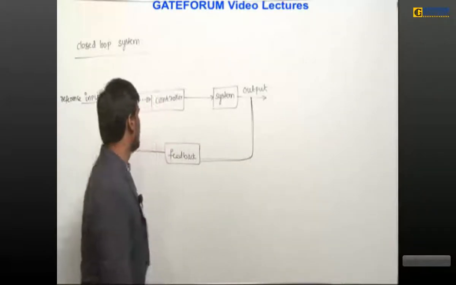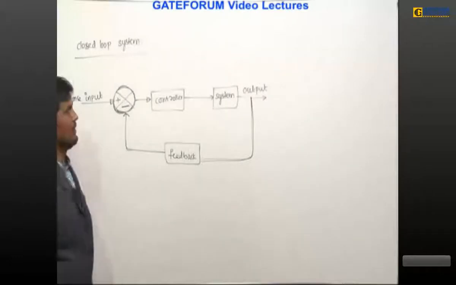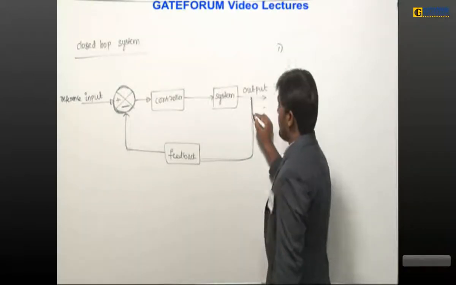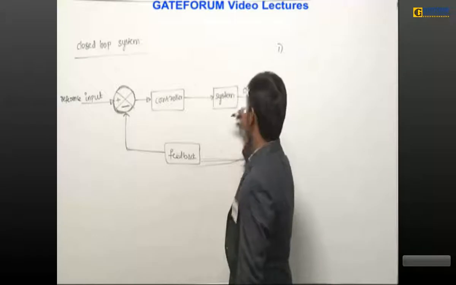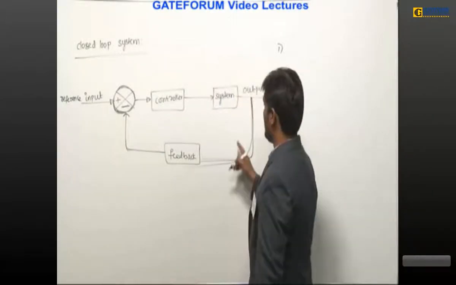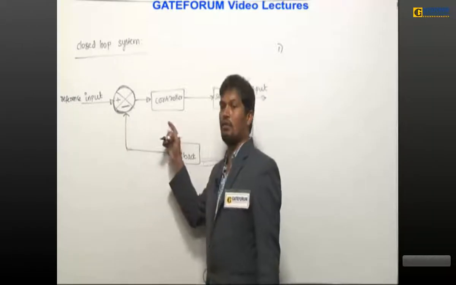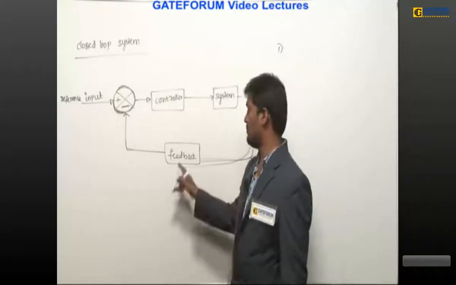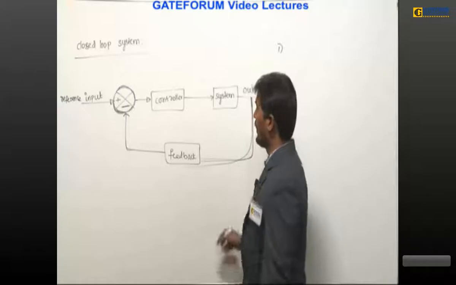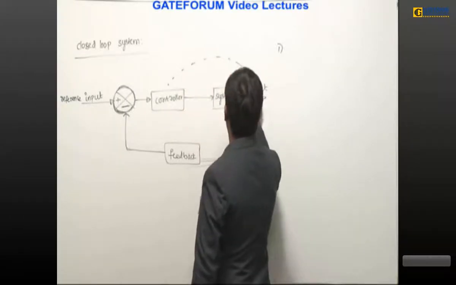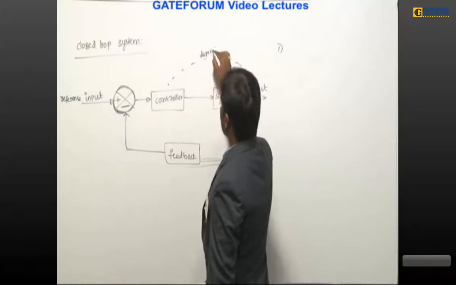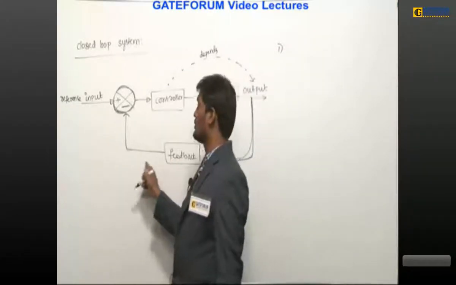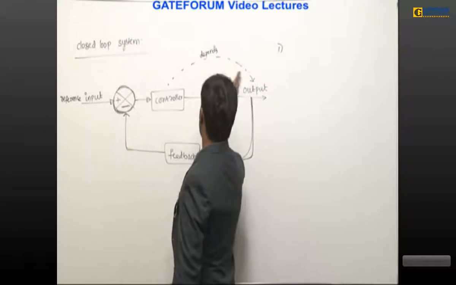Let us concentrate on the closed loop control system with negative feedback. What is the first point? There is a connection from output to input. Whenever there is a connection from output to input, it becomes a closed loop. Hence it is called a closed loop control system or automatic control system, because there is a feedback, or feedback control system. Second one, control action depends on output, because there is a sensor to sense and control the output, and it is controlled automatically.